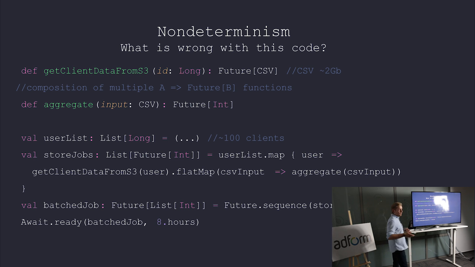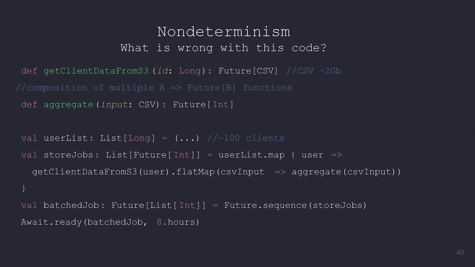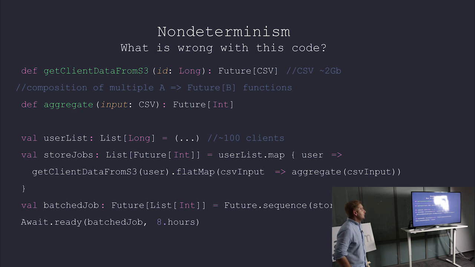So how did I approach the problem? I would take the user list, call a map on it, of course call download data, then flat map it to aggregate. Of course, use sequence, right? That's to have one awaitable object. And I would run something like this in the main. The process took a few hours, so it was expected to take at least 8 hours. Can you tell me what is wrong with this code? Why it won't work? And it actually didn't work. It actually failed me in production.